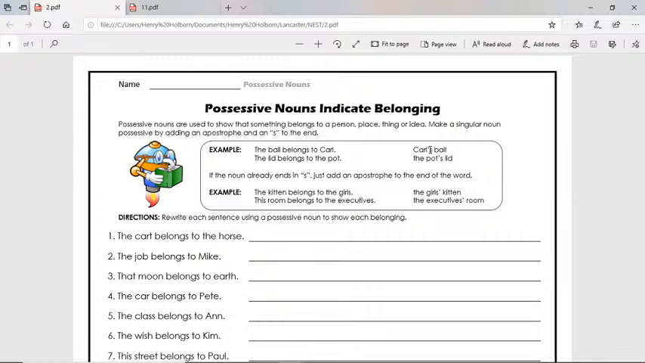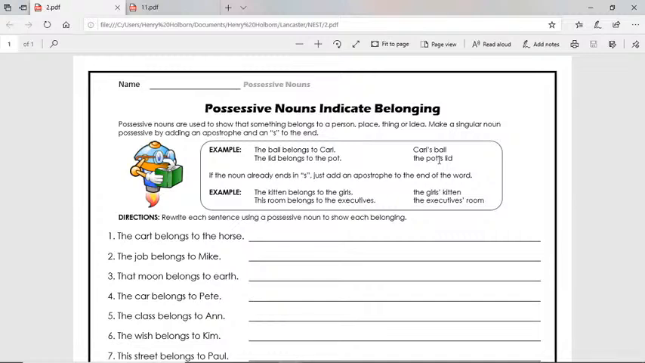And next up, the lid belongs to the pot. So if the lid belongs to the pot, it's the pot's lid. So we can see that possessives can work both for people or other objects, other nouns. So we can see that the pot lid might actually belong to the pot as well.